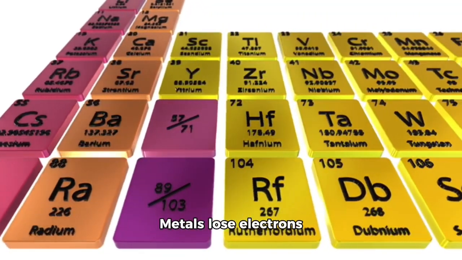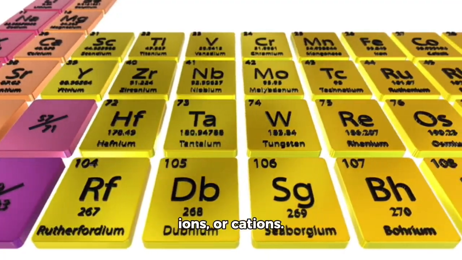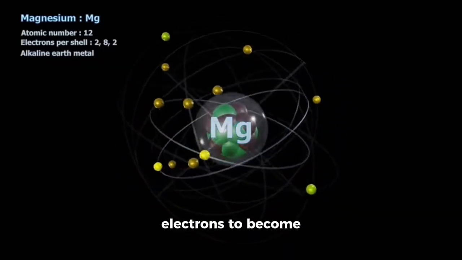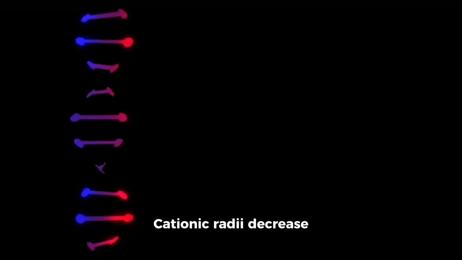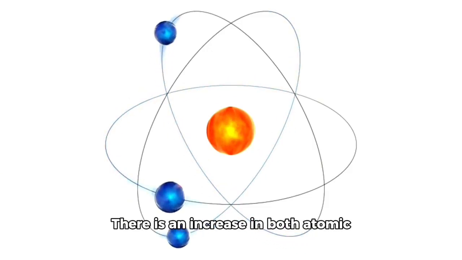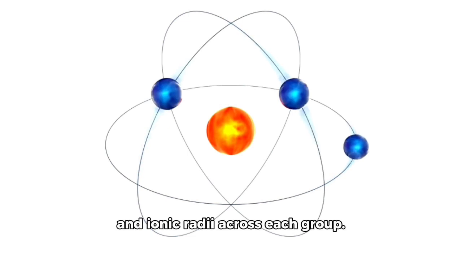Metals lose electrons to become positive ions or cations. Nonmetals gain electrons to become negative ions or anions. Cationic radii decrease across each period, and anionic radii decrease across each period for elements within groups 15 to 18. There is an increase in both atomic and ionic radii down each group.